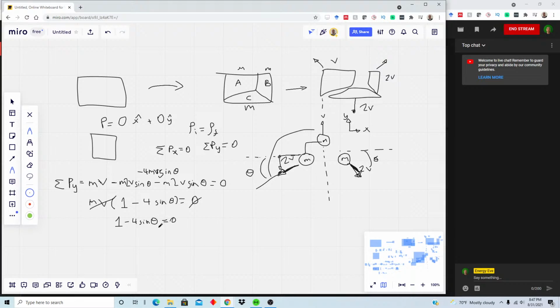is equal to 0. And then you get 1 is equal to, because you can add 4 sine theta to both sides, you get 1/4 is equal to sine theta. Or sine theta is equal to 1/4. And so when you solve for this, it would be arc sine of 1/4 is equal to theta.